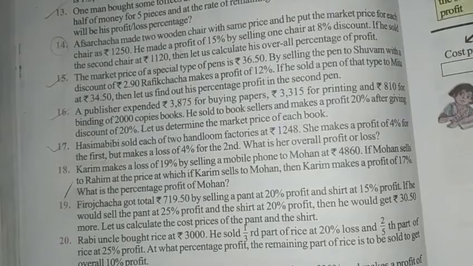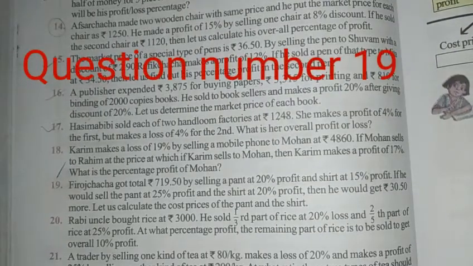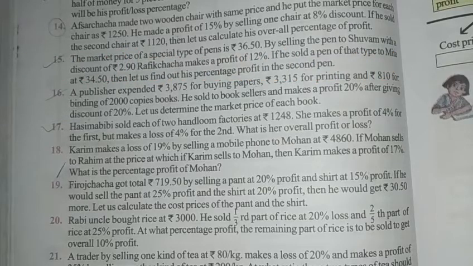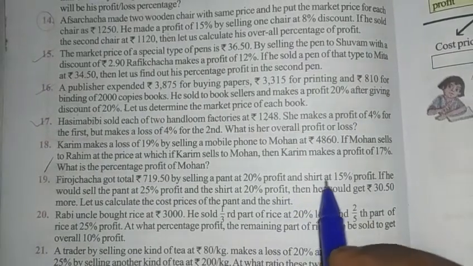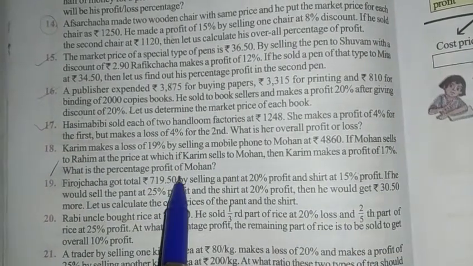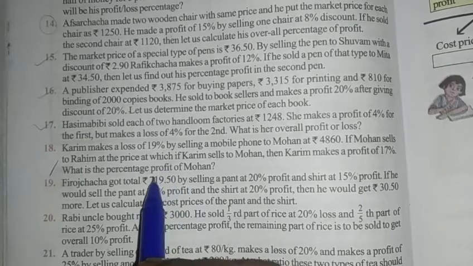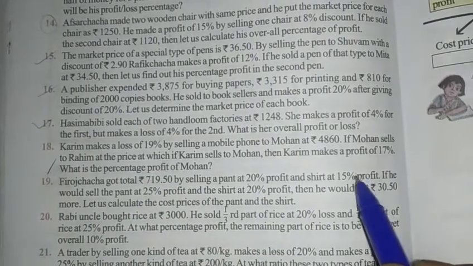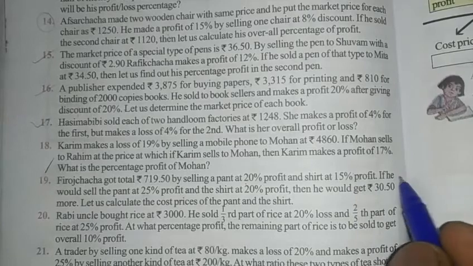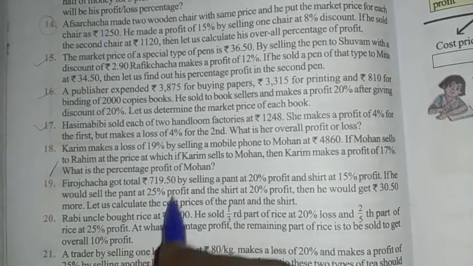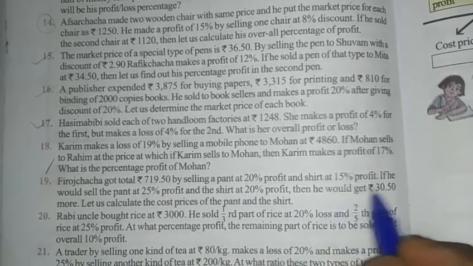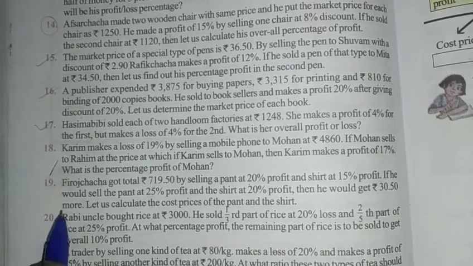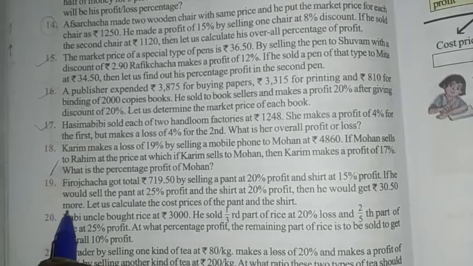Let's start question number 19. First, read the question. Firoz Chacha got a total of 719.50 by selling a pant at 20% profit and a shirt at 15% profit. So this is the selling price at 20% and 15% profit respectively. Now if he would sell the pant at 25% profit and the shirt at 20% profit, then he would get rupees 30.50 more. Mark on it, it's more.